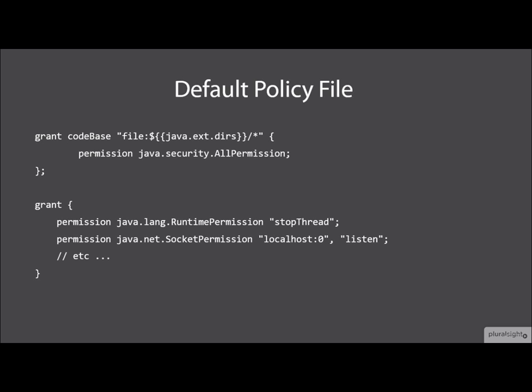And the default policy file looks like this. This at least is the start of the policy file. This tells us, for example, that the extensions directory in Java, these things have all permissions. Any code loaded from the extensions directory can do anything it wants within the framework. And then underneath that, we see specific permissions granted. So code loaded from anywhere can stop a thread, it can listen on a socket, and there are many other things that this can do. We're not listing everything here, this is quite a long file.